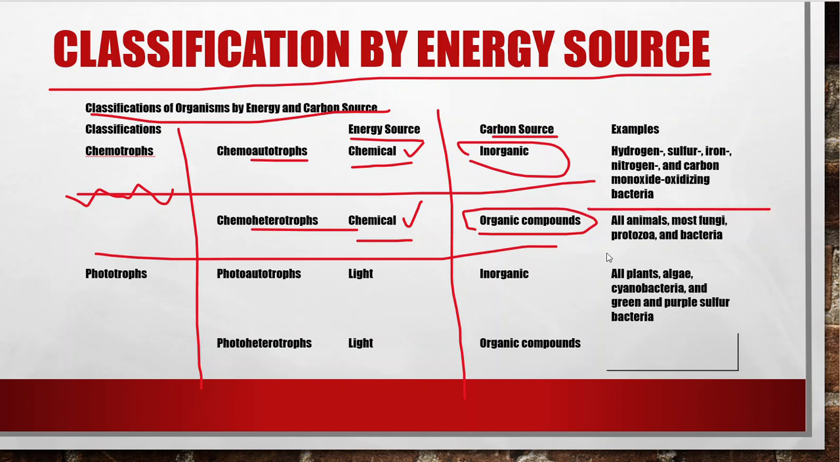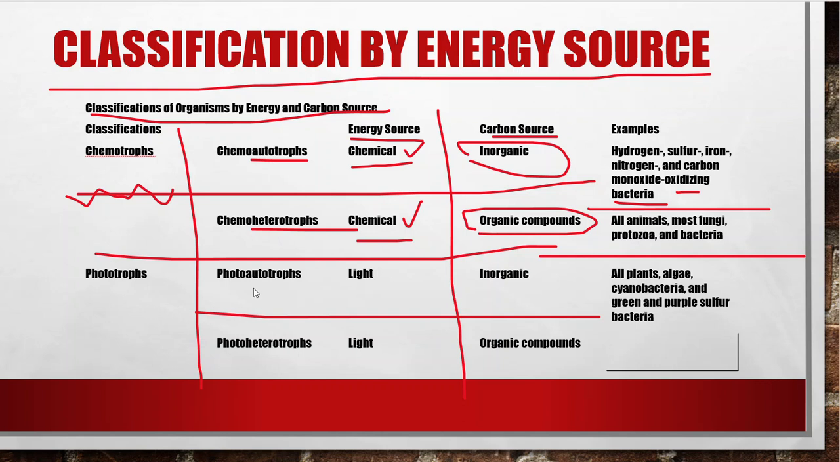Here you go. Let's keep these lines kind of straight. I know I'm not doing a real good job on that. Hydrogen, sulfur, iron, nitrogen, and carbon monoxide oxidizing bacteria. So they can use all of these different compounds, and they're able to convert these into organic molecules in order to use for their energy production. Chemoheterotrophs, chemical, but they have to have organic. So we've got two classes of these guys.